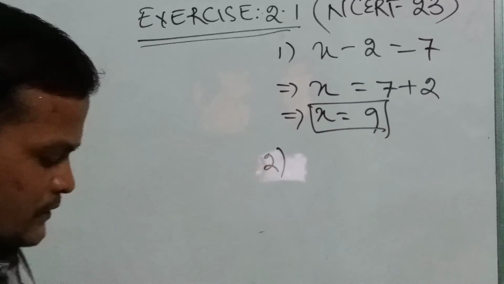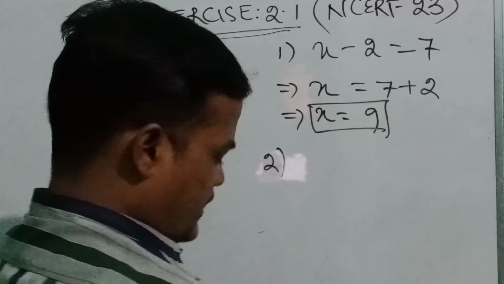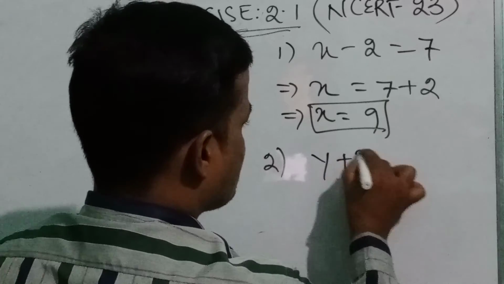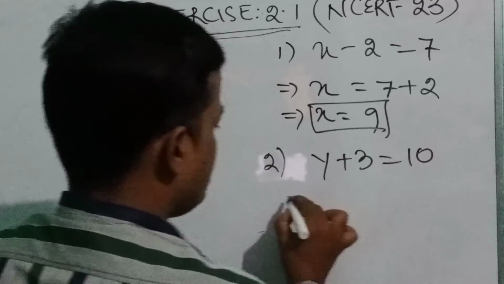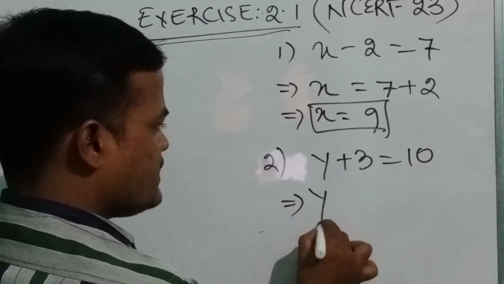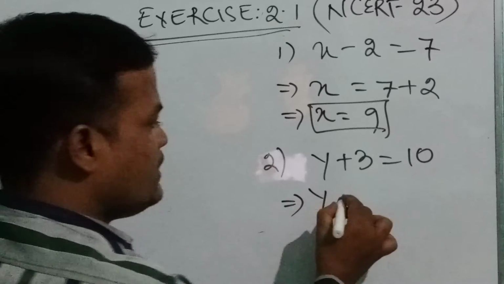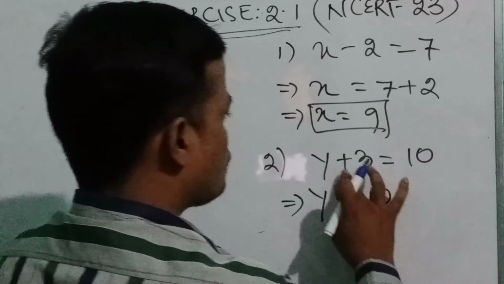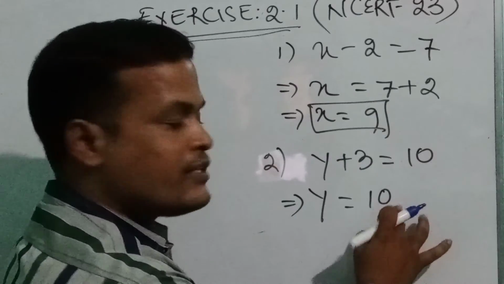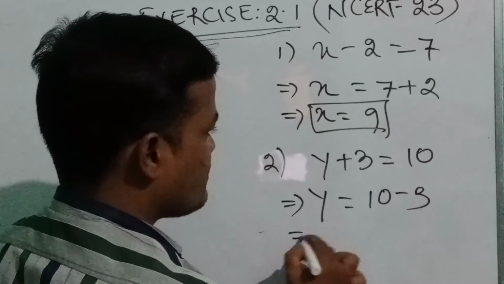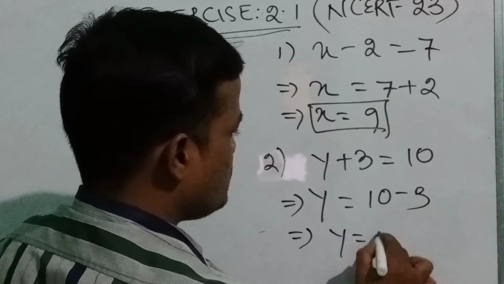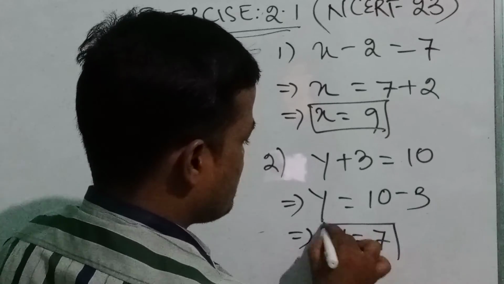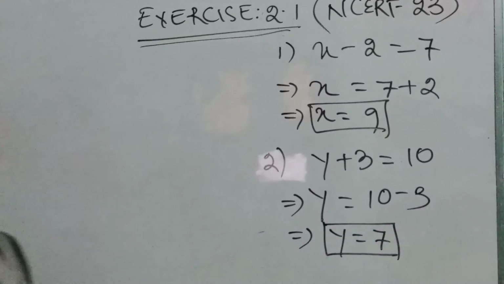Number 2: y plus 3 equal to 10. Here you see, children, the unknown quantity is the variable y. So 10 will remain on the right side as usual, and plus 3 will become minus 3. So y equal to 7. This is the solution of number 2. Is it right? Now let us do number 3.